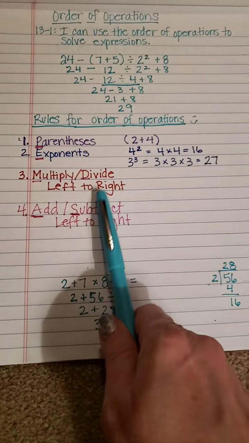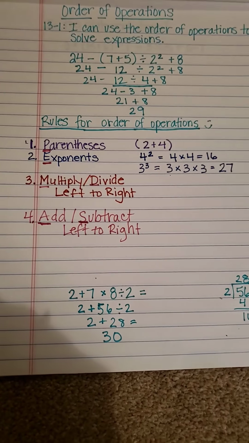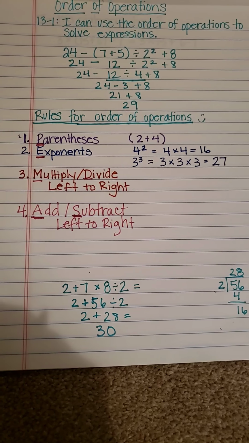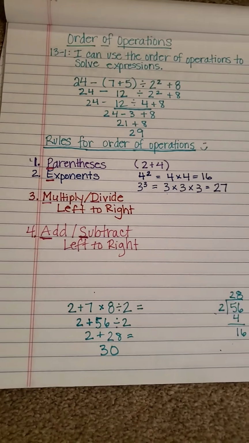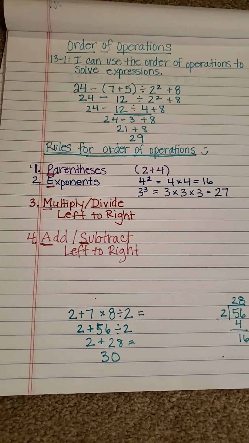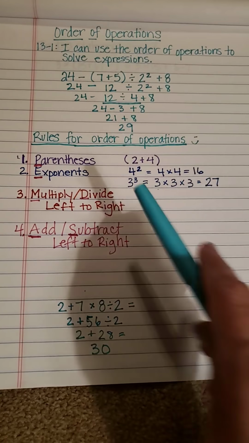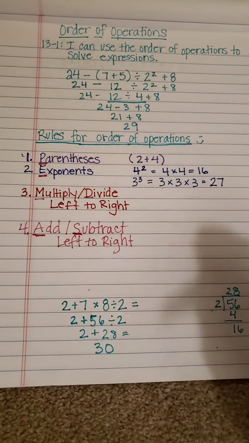So you might want to pause this video and write these steps down, the rules for order of operations, or you could Google it. You could pull up an anchor chart for rules of operation. If we were in school, that's what we would do. We would make an anchor chart and put it in your math notebook. But I would recommend writing this down.